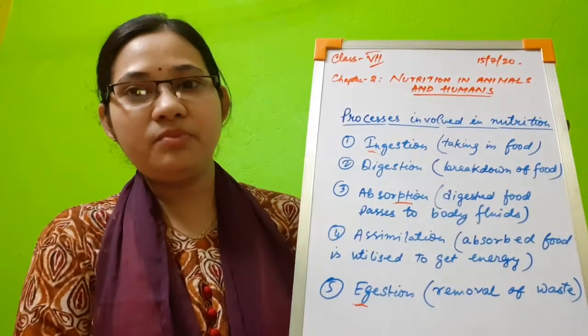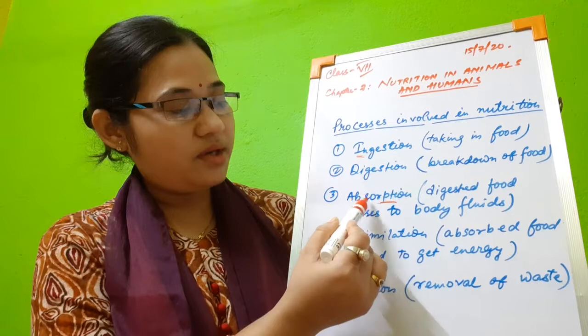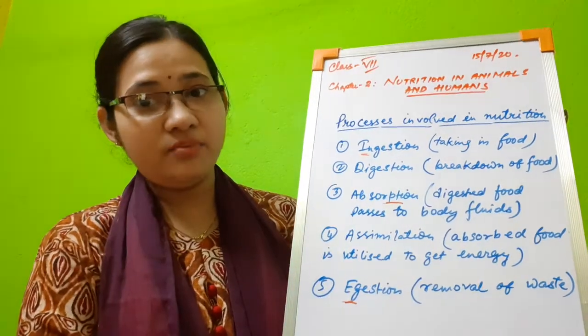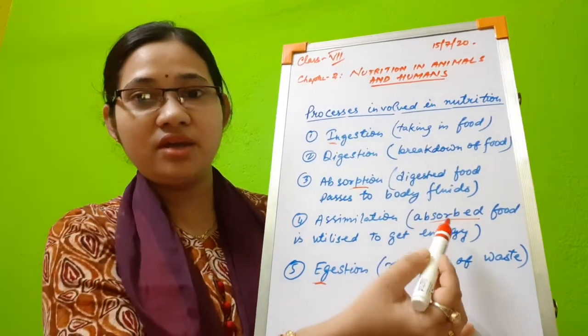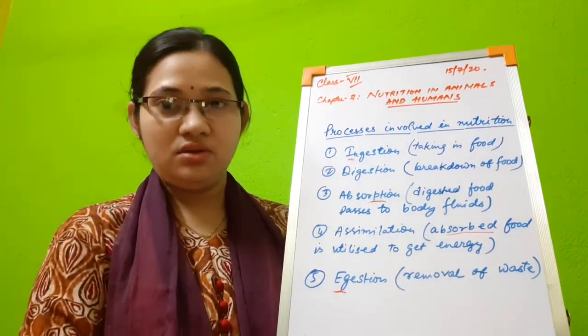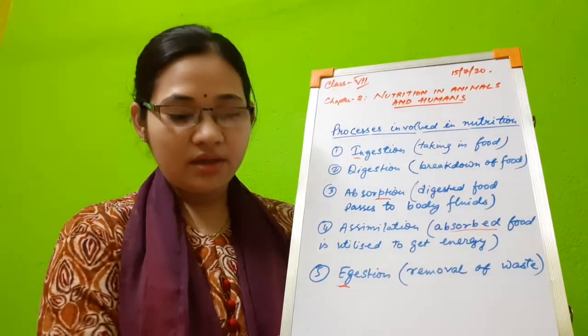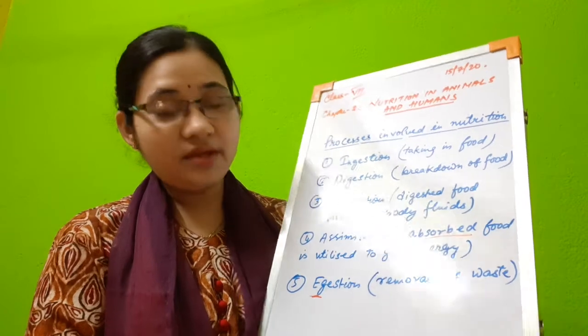One more point is there: absorption. See the spelling of absorption. Okay, A-B-S-O-R-P-T-I-O-N, absorption. Whereas absorbed food is B. Here we write B, absorbed food, but here we write absorption. Okay, so there are some technical things that you should take care of.